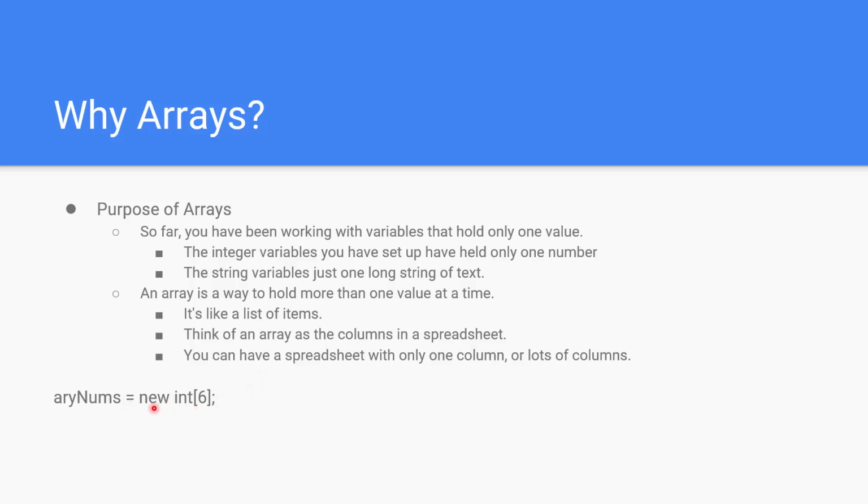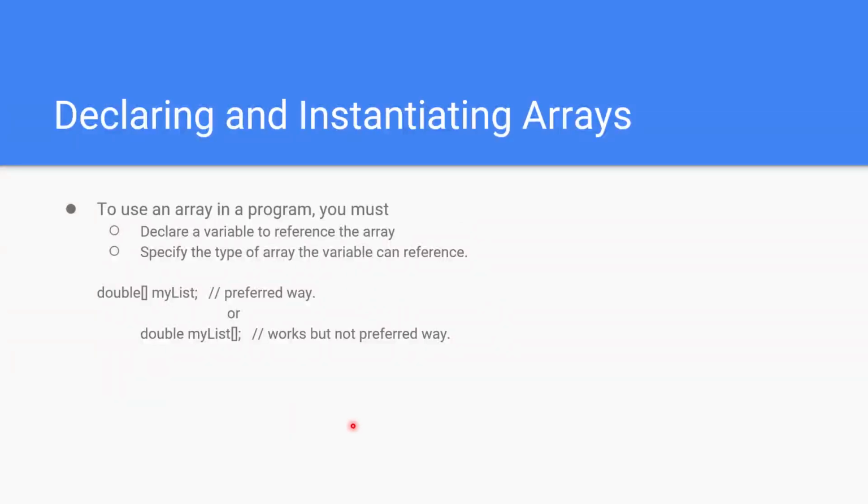You could see here that we have an array. This is obviously an integer array. So one name has 6 different values. Now the way that we need to declare and instantiate an array: to use an array in a program, we must declare a variable to reference the array, then specify the type of array. So here we have a double, and we're calling it mylist, or you can also declare it this way as well. It says here it works, but is not the preferred way. We see the preferred way.